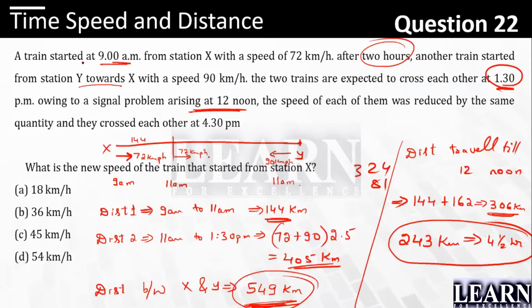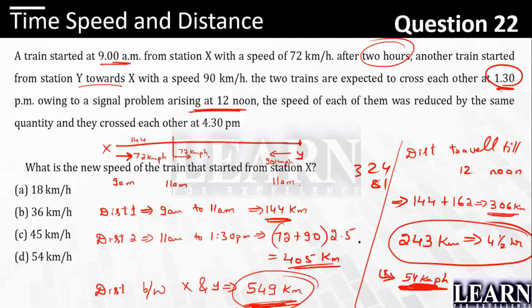What is the new speed here? And they are told they are reduced by the same quantity. What is the total distance traveled in 1 hour there? Can I say it is 243 divided by 4.5? In 1 hour, how much is the distance traveled? If I divide 243 by 4.5, can I say the combined speed was 54 kilometers per hour?